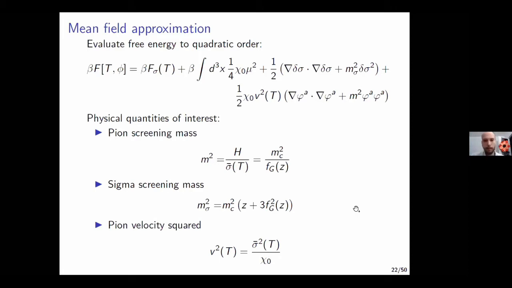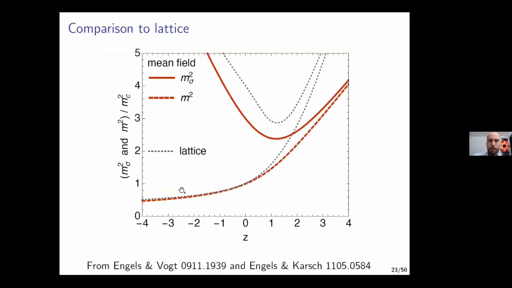So to take a closer look at the Pion screening mass and the sigma screening mass, I've provided this plot here. So again, this is comparing to the lattice. The red lines are the mean field values, and the dashed lines are the lattice. And again, we're plotting against z. So large negative z is the broken phase, and large positive z is the unbroken phase.